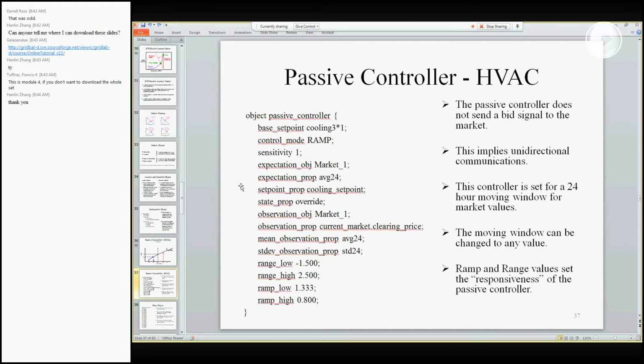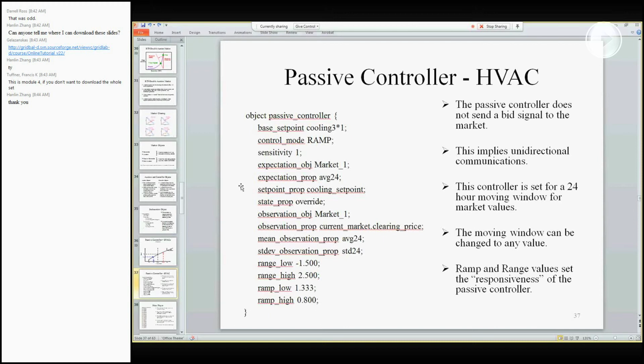So in this case, our expectation is that the prices should remain somewhere around the average of the last 24 hours. Now, of course, you can change this expectation object or this expectation property to any object and any property that you would like in GridLAB-D. But this is specifically built for this type of market system. So just be aware of those type of ideas.